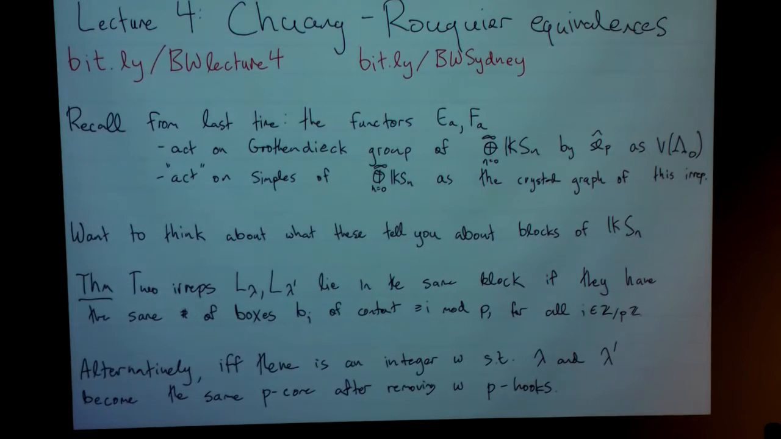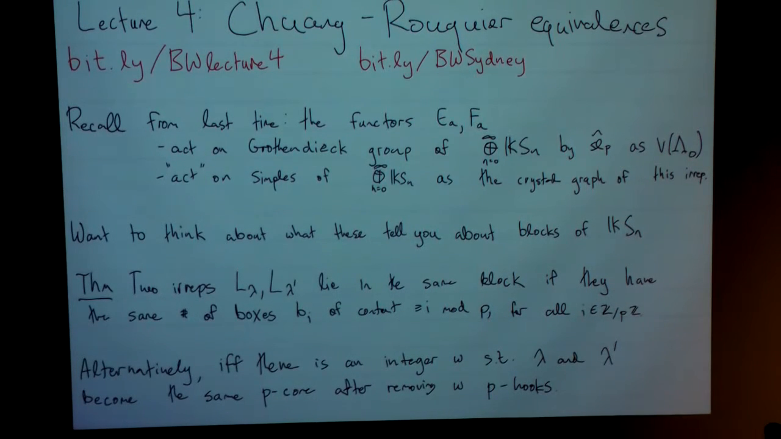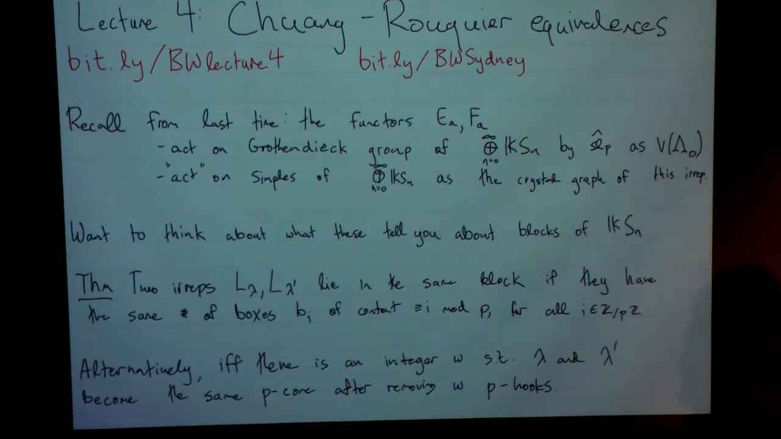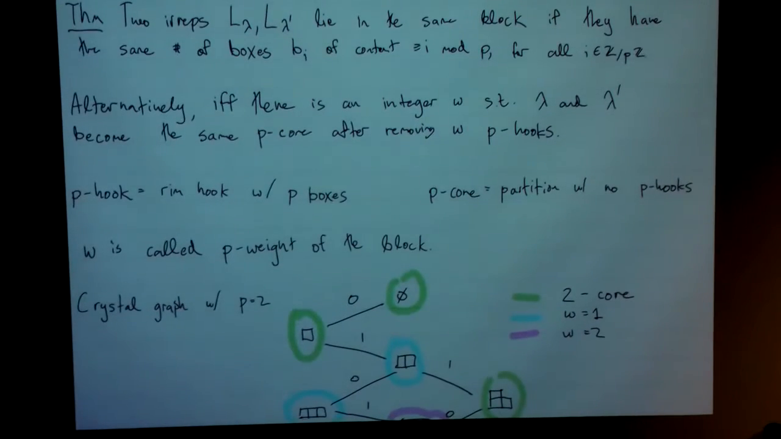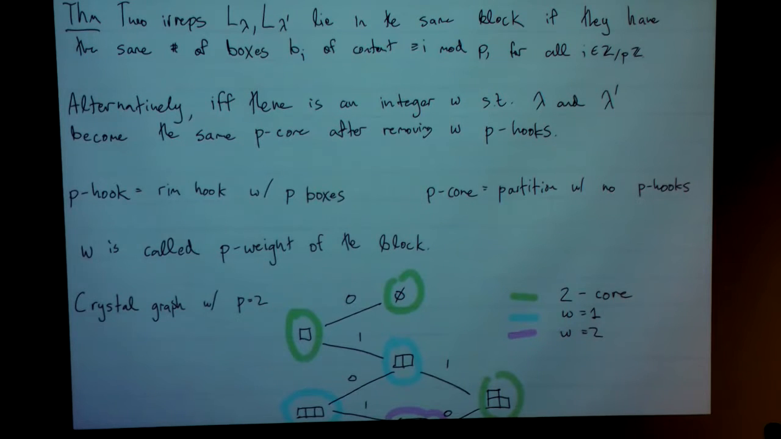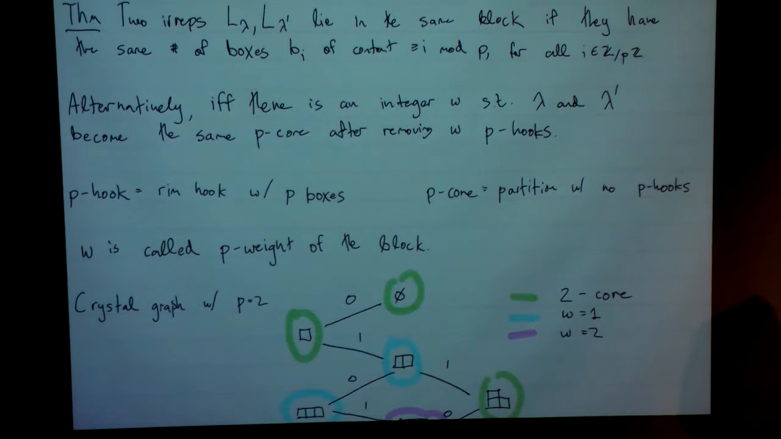All right, so today what I want to talk about is another application of these functors, Chuang-Rouquier equivalences. And these tell you about the relationship between different blocks of kS_n for different values of n. So I'll just remind you what these blocks are. Blocks means the simples that can appear as composition factors of an indecomposable module. So blocks are the finest way of breaking your category up into subcategories that don't have any extensions with each other.